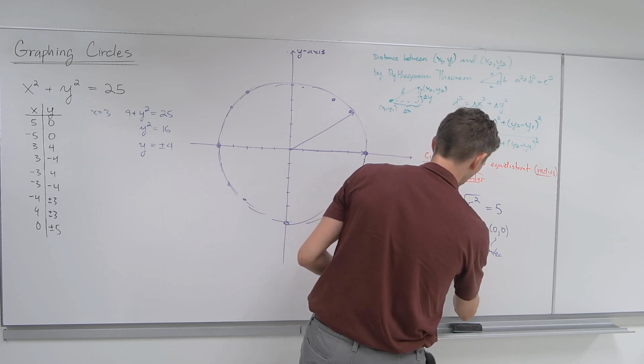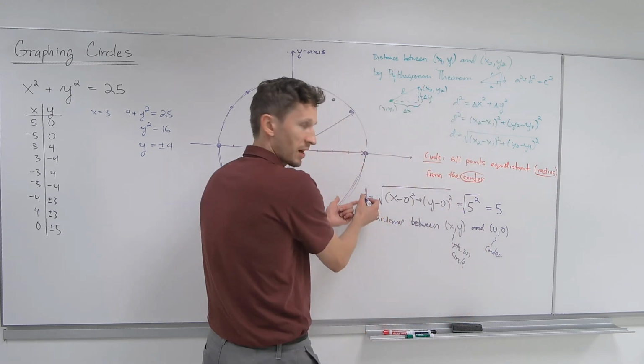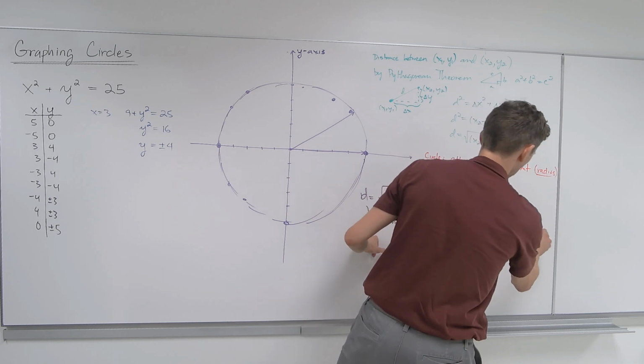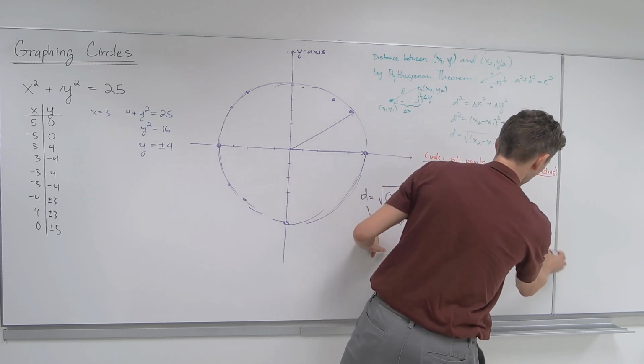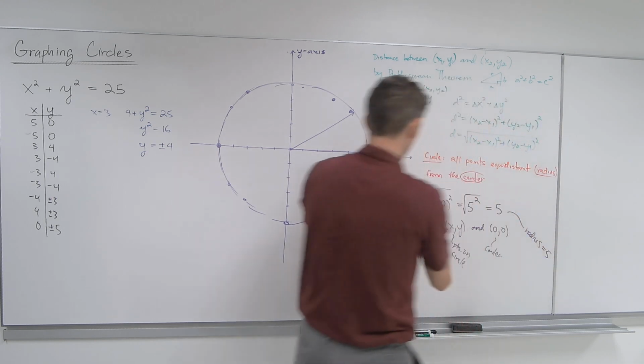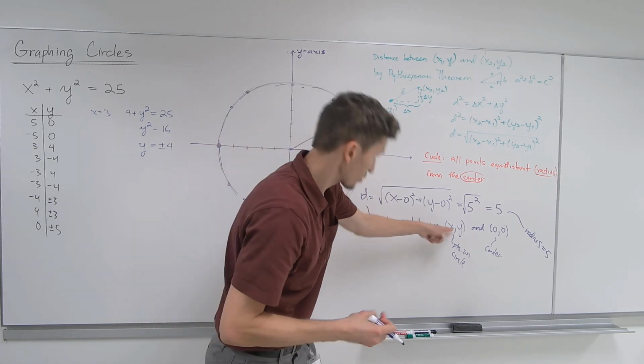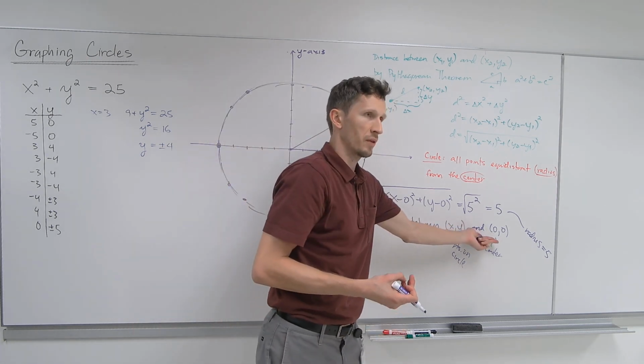Get it, everyone? And the distance is constant. It's always 5, the radius. Cool, right? So we always have 5 equal to the distance between any point on the circle, it turns out, and the center, the origin here.